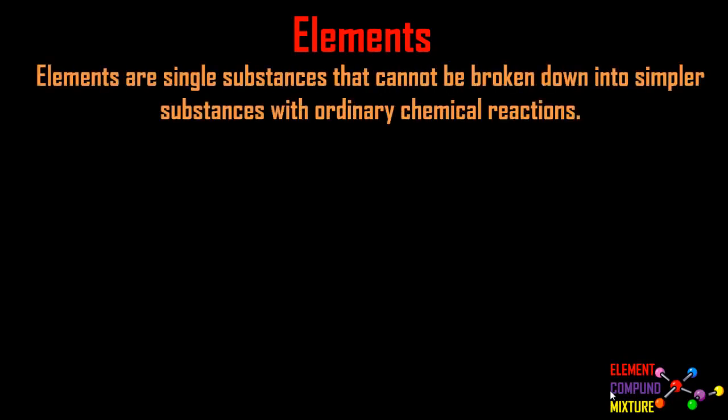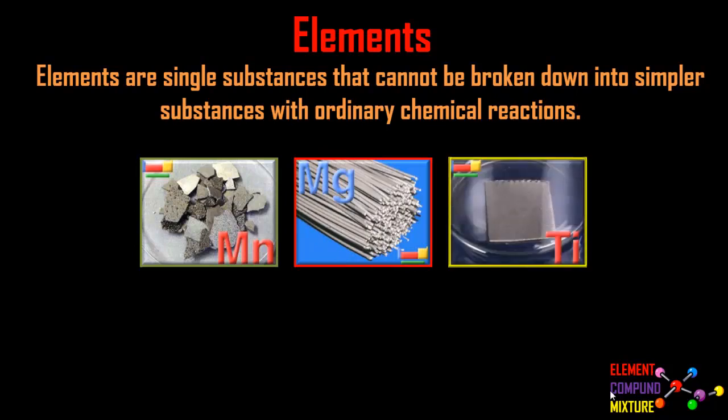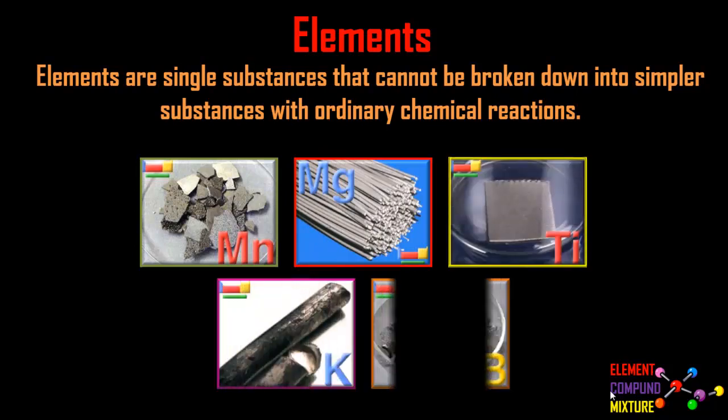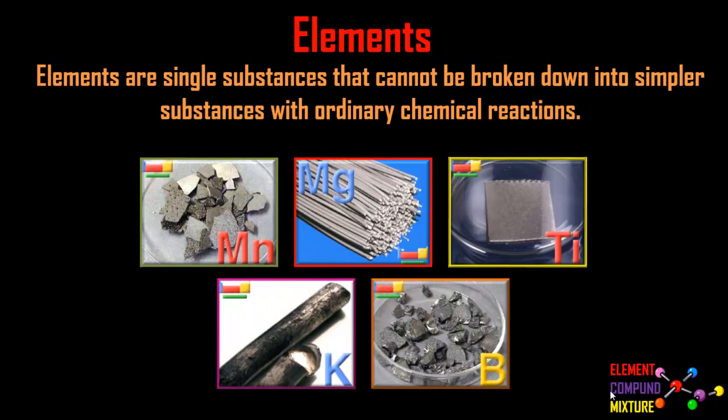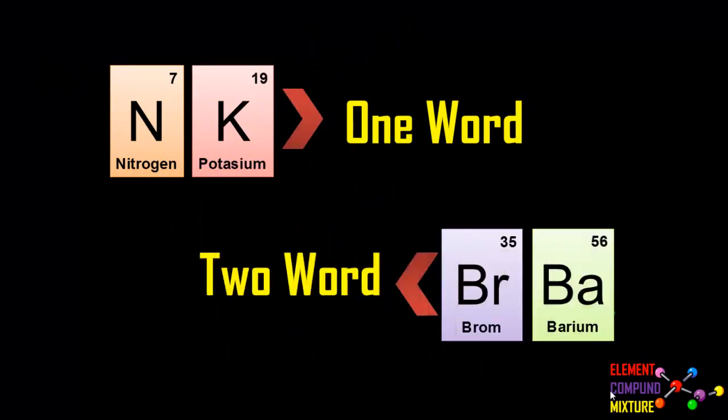Elements are single substances that cannot be broken down into simpler substances with ordinary chemical reactions. Examples of elements are manganese, magnesium, titanium, potassium, and boron. Elements have a rule to write the name by one letter or two letters. Examples of one letter: N for nitrogen, K for potassium. Two letters: Br for bromine and Ba for barium.